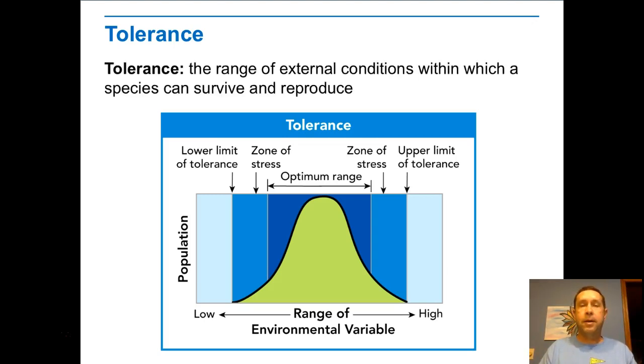So tolerance is the range of external conditions within which a species can survive and reproduce. So you have the optimal range, that's where it's going to do the best, and then you have the zone of stress where it's not going to do quite as well. You have the lower and upper tolerance limits, and once you get outside that, that species can't survive under those conditions, either above or below that particular variable.